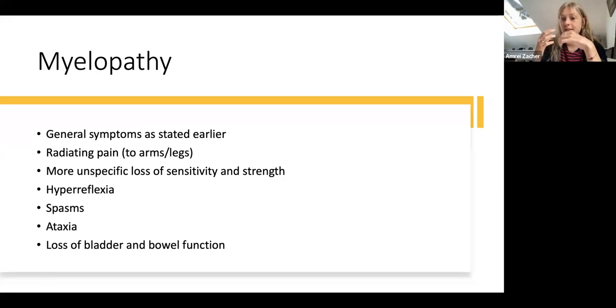So because of that, you have a hyperreflexia, as in contrast in radiculopathy, where the second motor neuron is damaged, you have hyporeflexia. So this is the reason for hyperreflexia and spasms in myelopathy. You can also have ataxia, and ataxia is a form of movement.